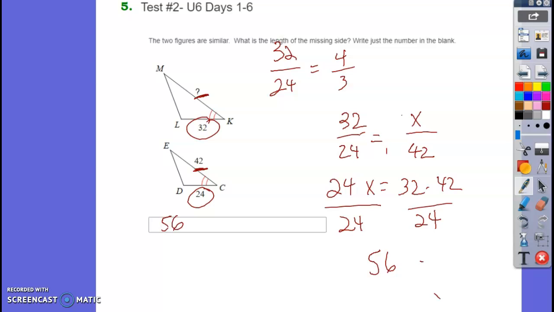Now, I just wanted to show you, if you choose to simplify this fraction ahead of time, you can go ahead and write your proportion with 4 to 3 is the same ratio as x is to 42. And you're dealing with much smaller numbers, and you'll get the exact same answer. So it's just a choice.